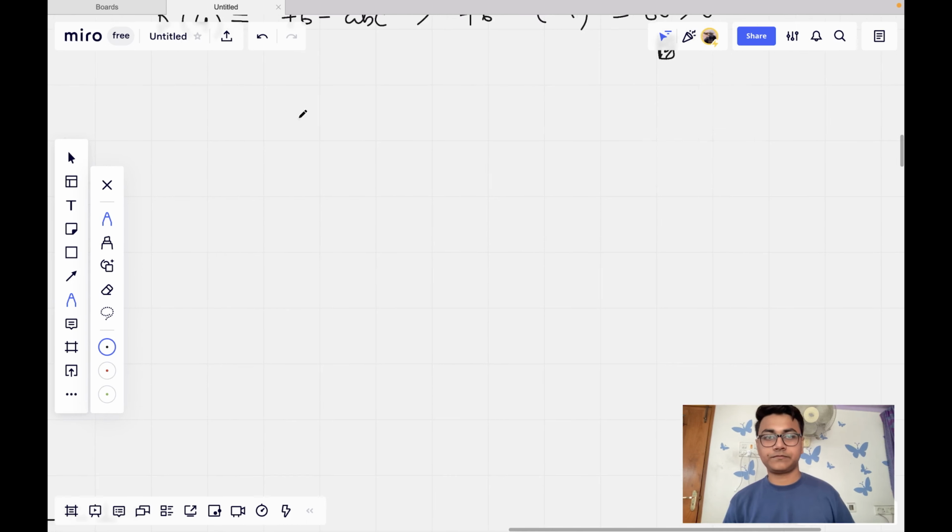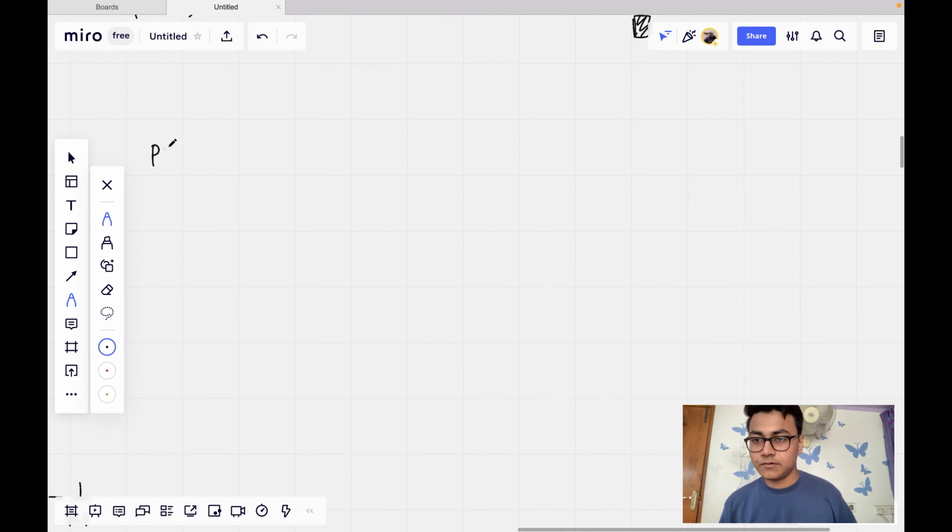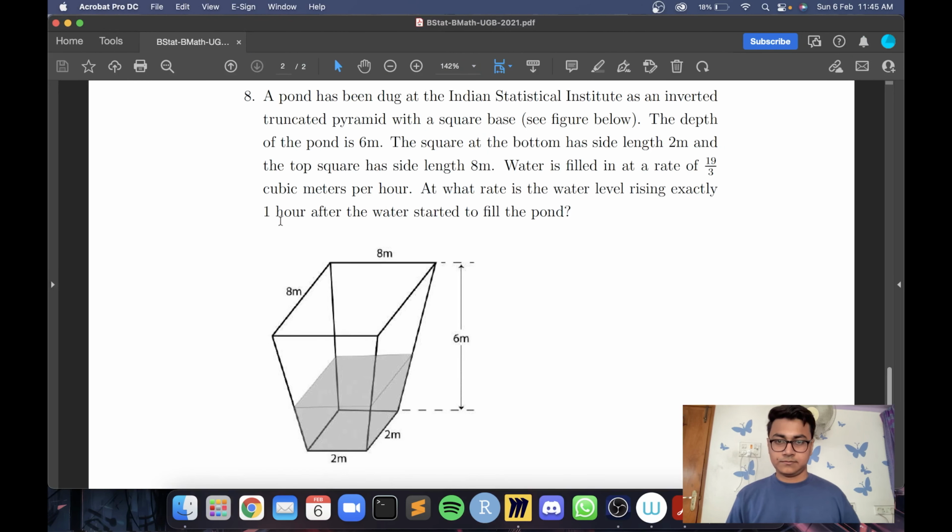Finally, we move on to P8. This is mostly a calculus question. We are given a pond as an inverted truncated pyramid with a square base. This pond is at ISI. The depth of the pond is 6 meters, and the square at the bottom has side length 2 meters. The top square has side length 8.